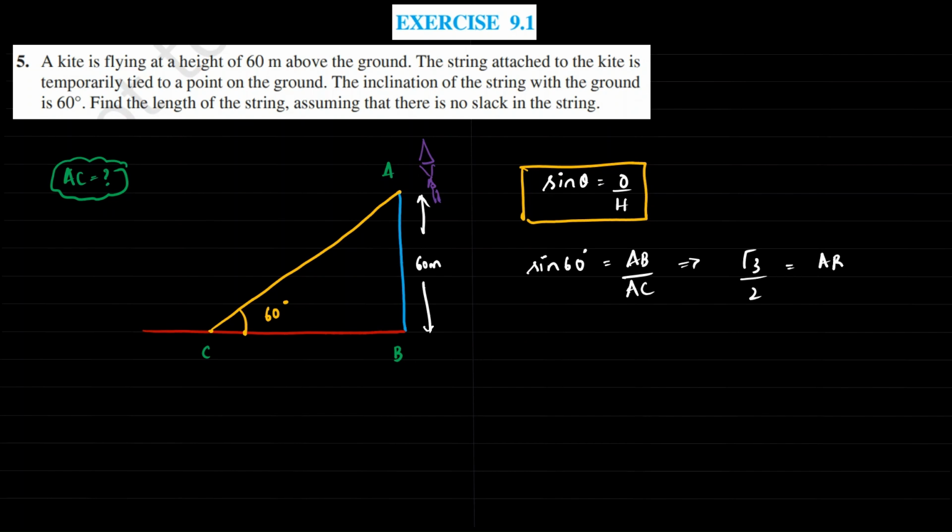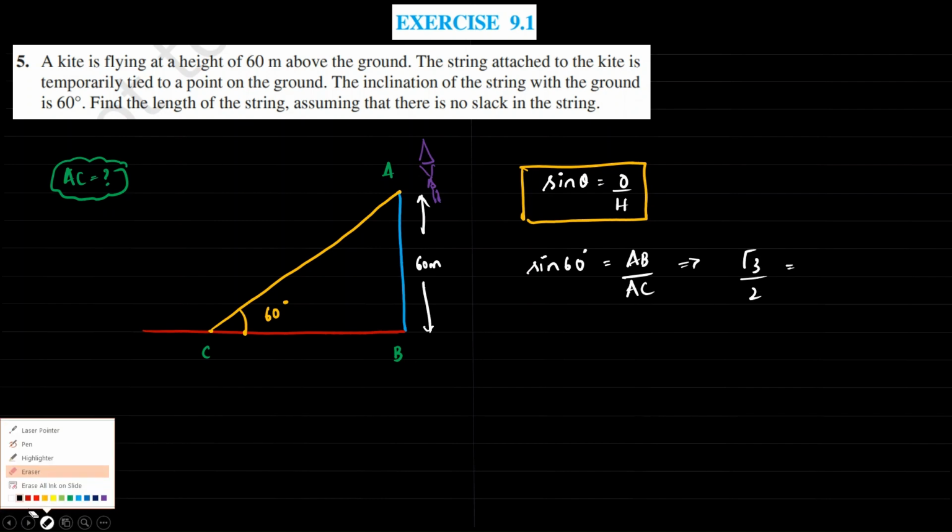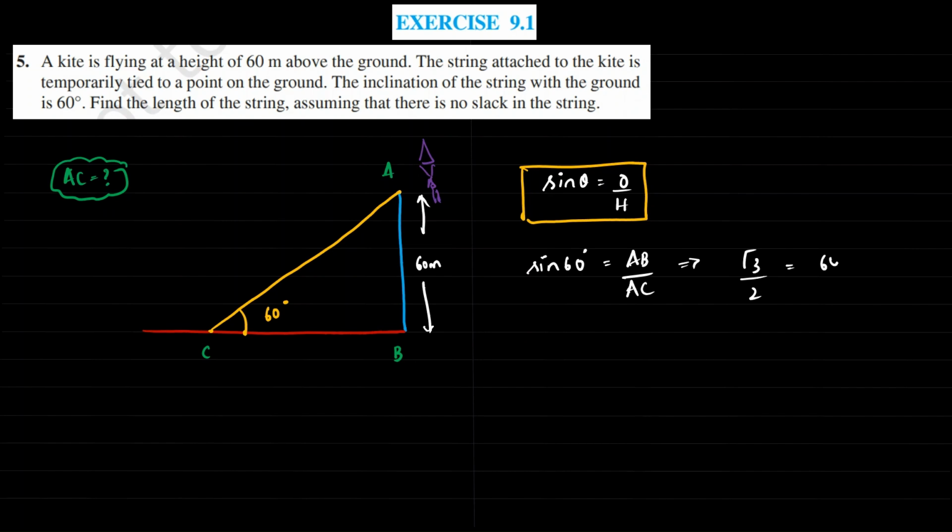AB as it is, or I can substitute for AB right away or later on. It is of my choice. Let me substitute over here as 60 meters. And AC is what we need to find out. So AC as it is. Now you can cross multiply. Square root of 3 multiplied by AC is going to be equal to 2 multiplied by 60. And here it is going to be square root of 3 AC, which is going to be equal to 120.